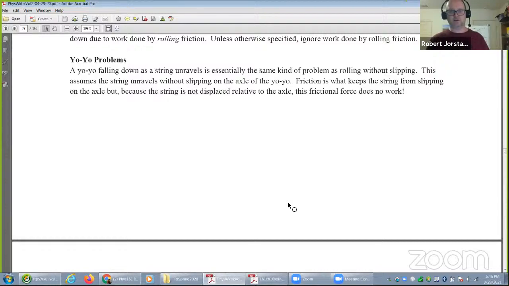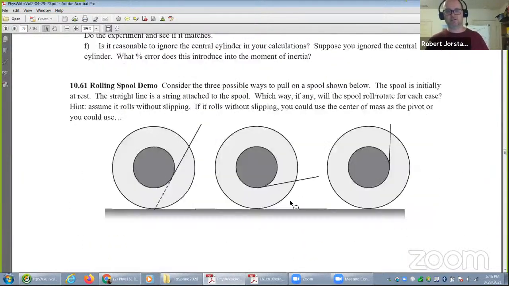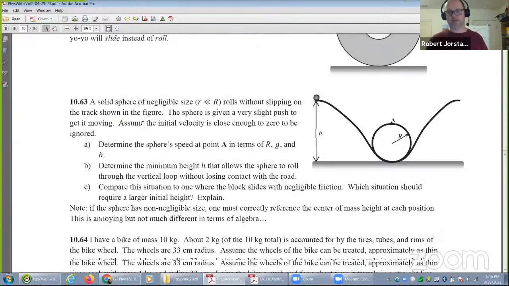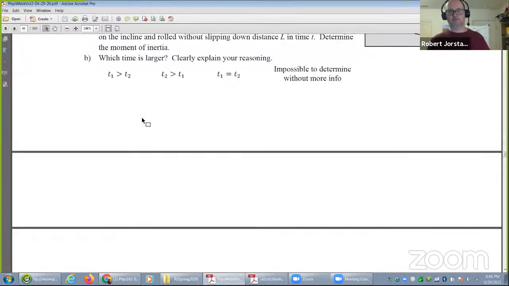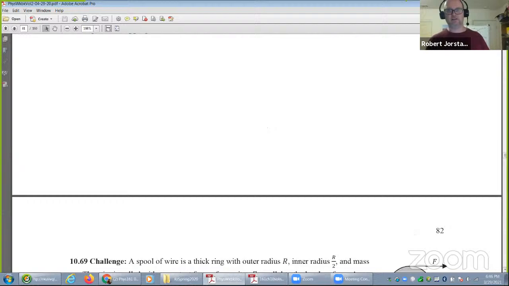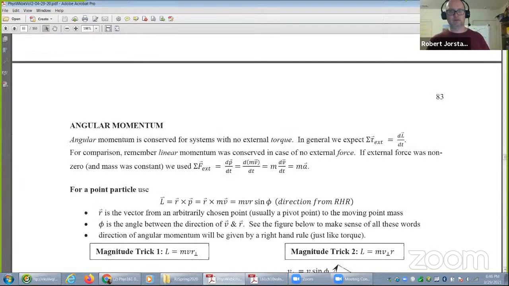I know we're almost there. Hold on. Rolling. If you need yo-yos, you need your moment of inertia. We could come back to this one and analyze it with it rolling. Okay. Let's keep going here. Oh my gosh. Bowling balls. If you're going bowling, we need to know that moment of inertia. Oh man, these get hard. These get really hard.